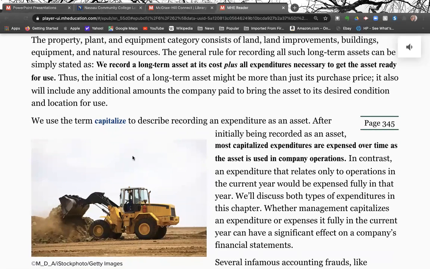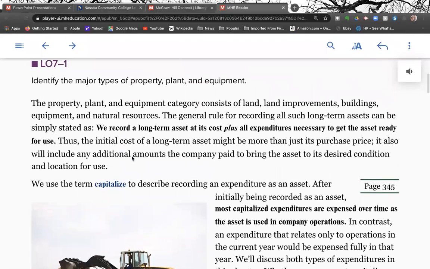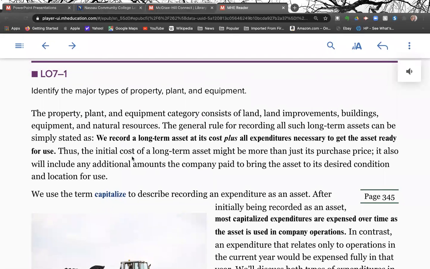So for example, think of buying a car. If you walk into a car dealership and you see the car sitting there and you like it, and you negotiate a price with the dealer, and let's say that comes out to be $20,000. The dealer says, okay, we'll sell you the car for $20,000. Does that mean that you're just going to pay $20,000 and drive the car away?